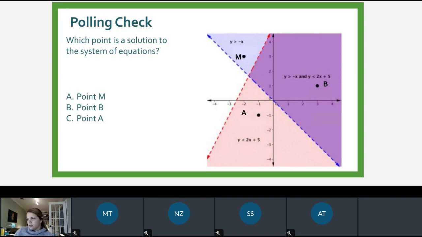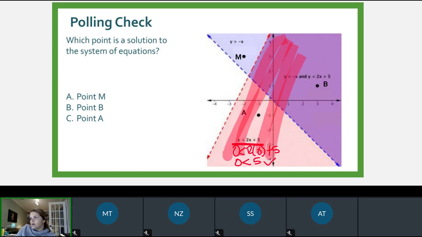This graph here, the red dotted line has the equation y is greater than 2x plus 5. Okay. If I were to plug 0, 0 in as a test point, 0 is greater than 2 times 0, I'm sorry, less than 2 times 0 plus 5. That would say 0 is less than 5, which is true. So for red, we shaded everything on the side of 0, 0.